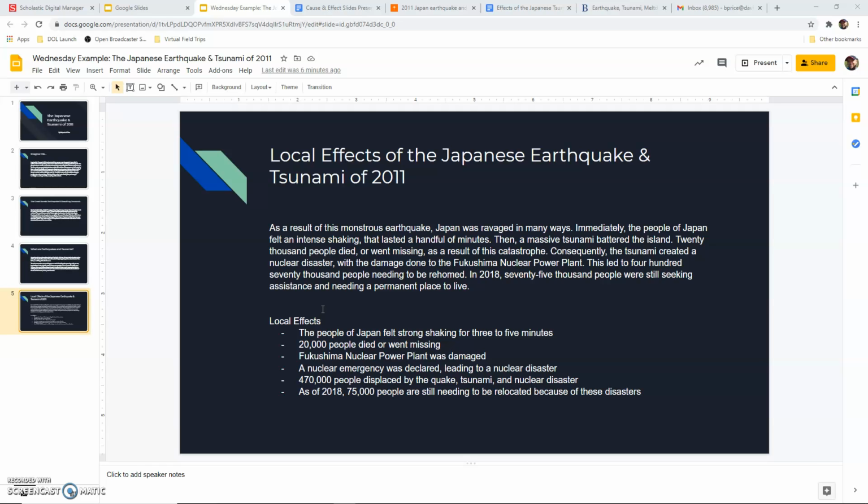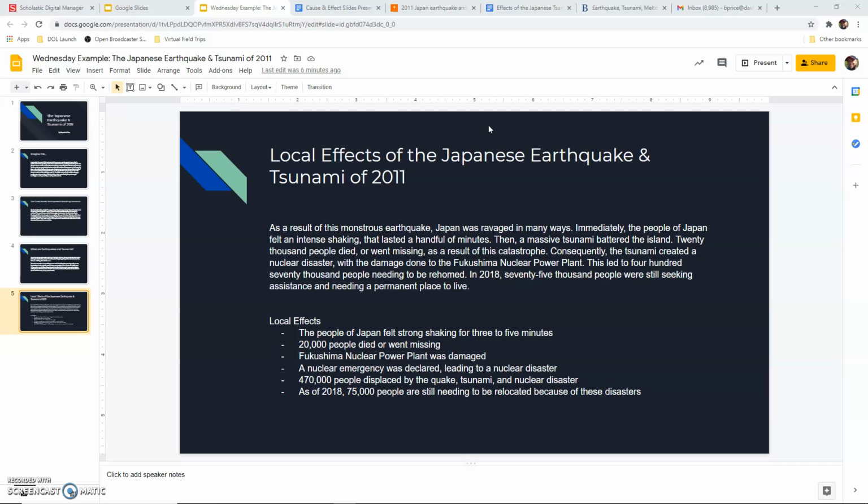Today you're going to be tackling the local effects of the disaster slide. And in your case, you're writing about Hurricane Katrina. In the example that I am providing you with, I'm talking about that Japanese earthquake and tsunami of 2011. So I just want to first read over the paragraph that I have here with you, and then I want to talk about how I created it.